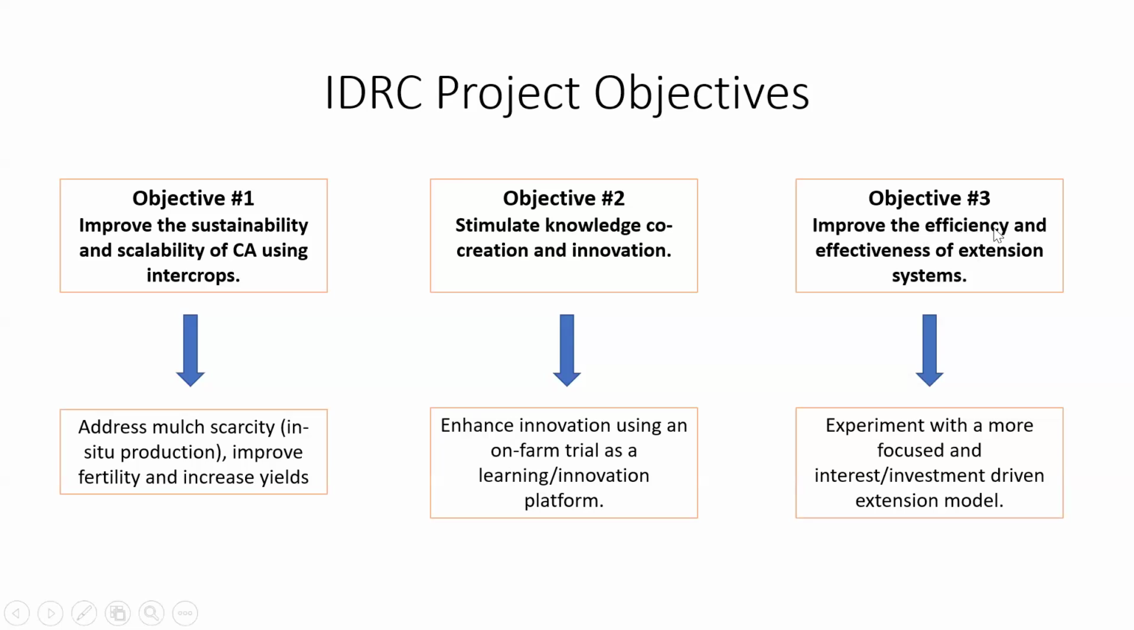Objective three was to improve the efficiency and effectiveness of extension systems. So in places in the world where we don't have all kinds of extra extension help, we would need to have the farmers learning from each other. And so we experimented with a more focused and investment-driven extension model where the farmers were invested in their innovation trials and would be interested in talking to their neighbors and other people about it. So that was our goal in our IDRC-funded project in Zimbabwe.